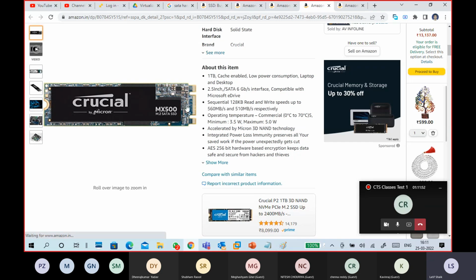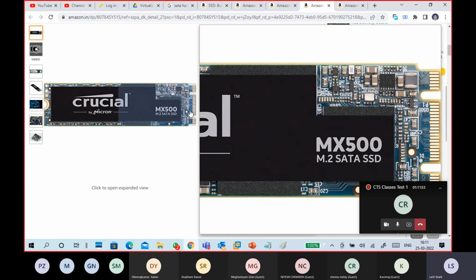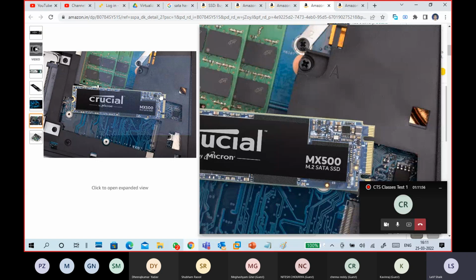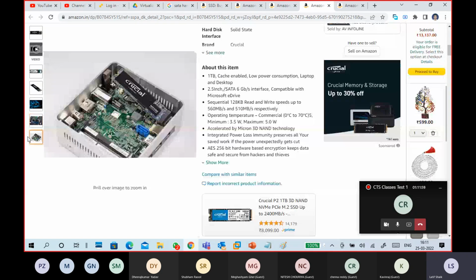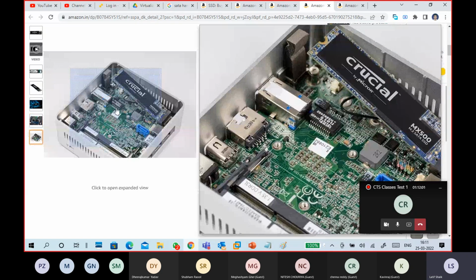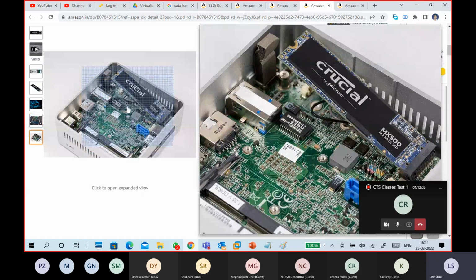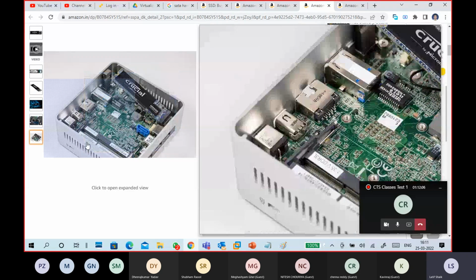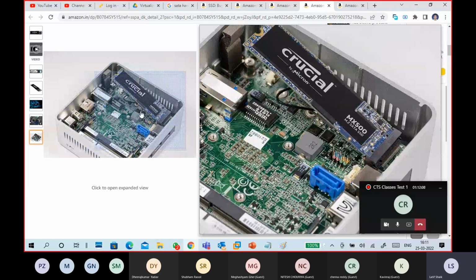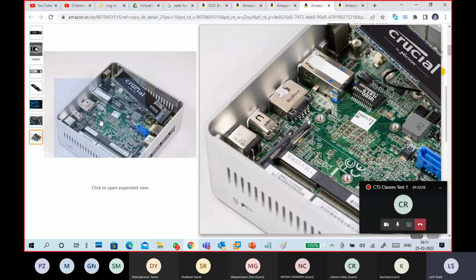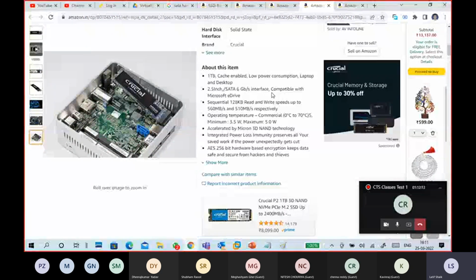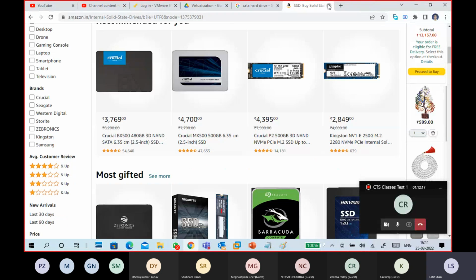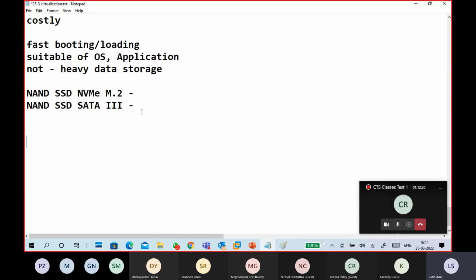Okay, but if you are using this, your motherboard must be compatible to insert this one. Motherboard compatibility must be there, like in this mini PC. If the motherboard is not compatible with this one, it is useless. Okay, I have details in a PPT, but see, these are two types of SSD interfaces.